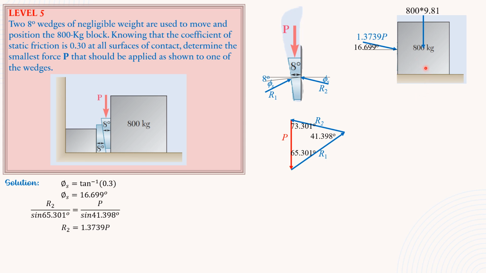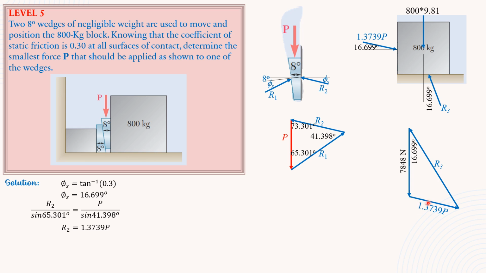Then for the normal at the bottom of the block, the reaction should be up to the left, and which makes an angle of φs again with the vertical, because the vertical is the normal to the surface, and this is 16.699 degrees. So let's draw the force triangle of these three forces. 800 times 9.81 is 7848. Then we have 1.3739 P, then R3 shown. So R3 makes an angle of 16.699 degrees with the vertical.